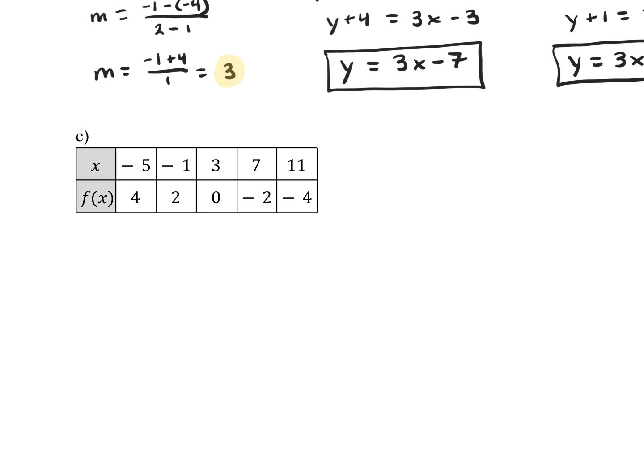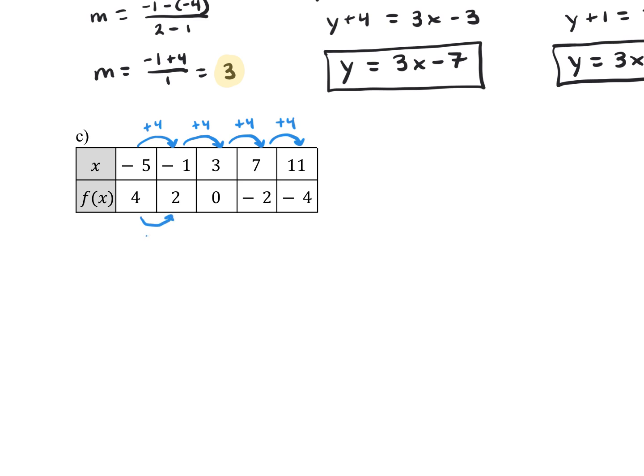So what I mean by that is, what do I need to do to get from -5 to -1? Well, here I add 4. And from -1 to 3, I add 4. 3 to 7, I add 4. And 7 to 11, I add 4. So there's a constant change of x, but for a linear equation, we also need a constant change in y.